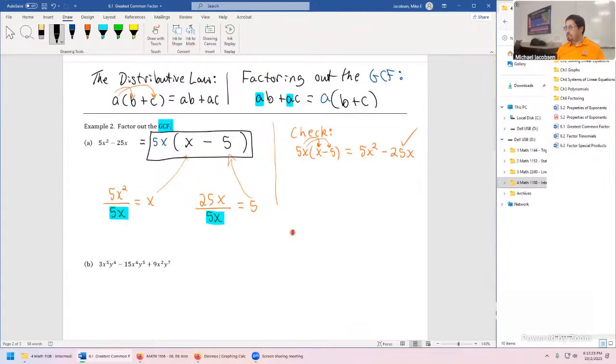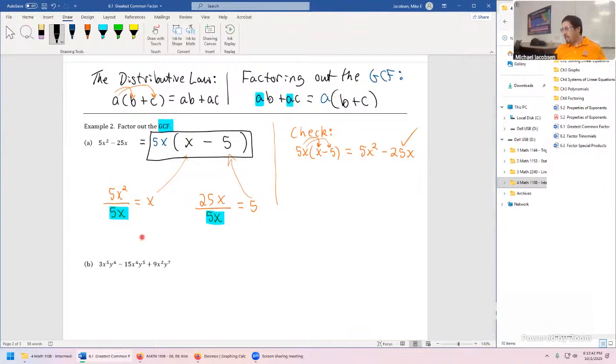Okay, so that was kind of a nice one to get started. Some of them look kind of involved like this one. There's 3 terms this time. Well, the distributive law could have been written with 3 terms in the middle. We just started off with 2. So it doesn't matter how many terms we have. We can always factor in this way.